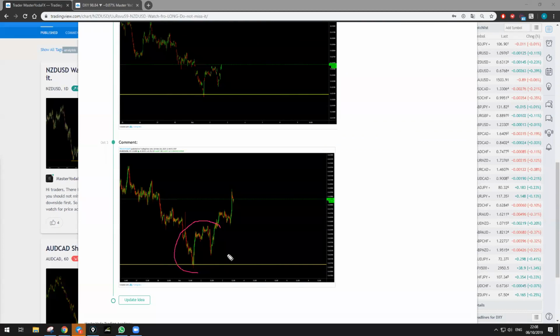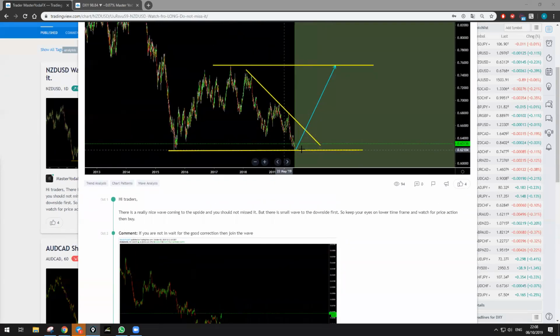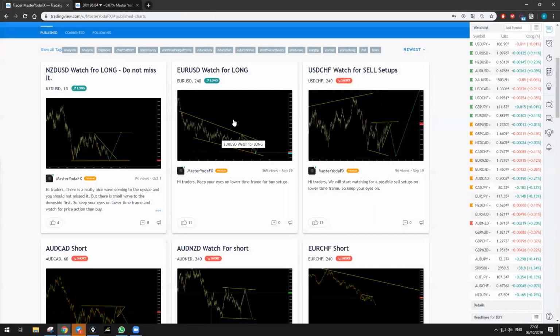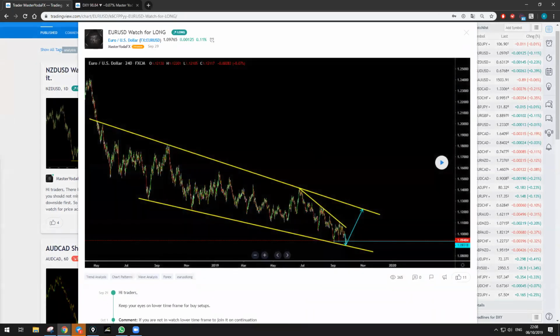As you can see, here is the first bounce off from the bottom, so you can catch it if you were watching or tracking a lower time frame. So you should be in the trade, and now you just have to wait for a lower time frame correction. And here's also Euro USD.